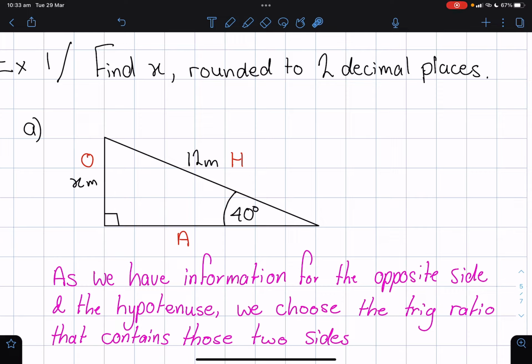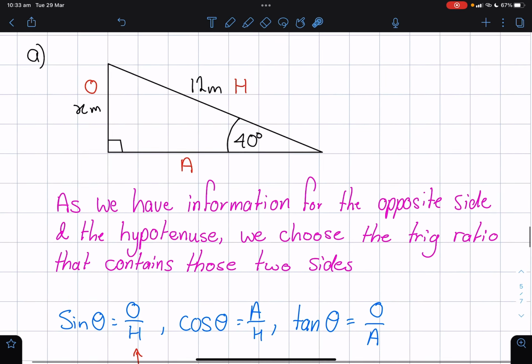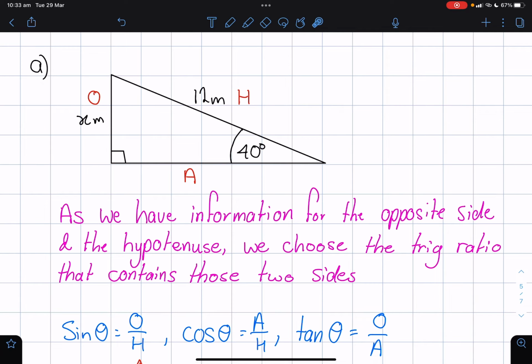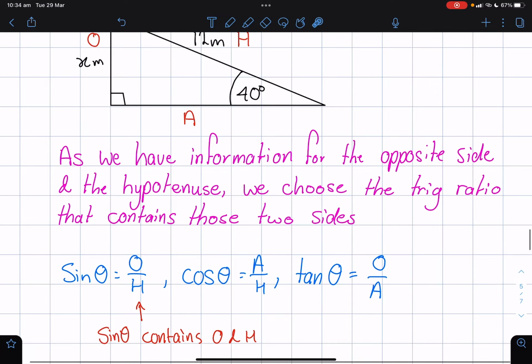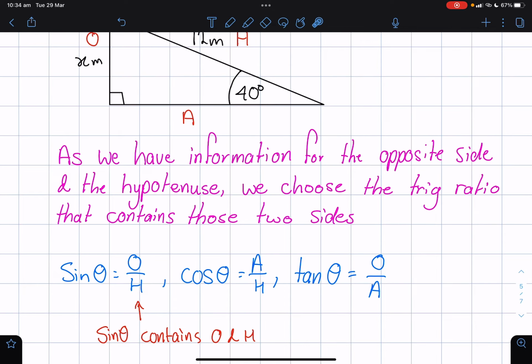Step 2, we need to choose the correct trig ratio. If we go down here and look at our 3 ratios that we discovered in the last video: sine theta equals opposite over hypotenuse, cos theta equals adjacent over hypotenuse, and tan theta equals opposite over adjacent. We need to choose the one that has opposite and hypotenuse involved, and hopefully you can see that sine theta contains O and H. So sine theta is the trig ratio we are going to use.